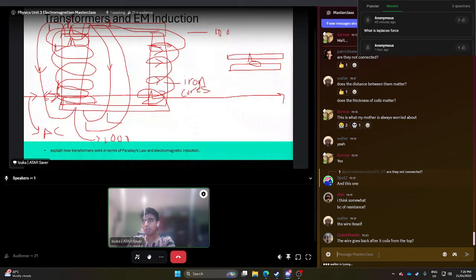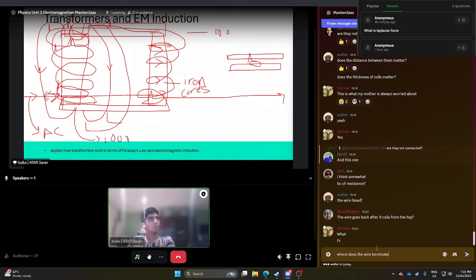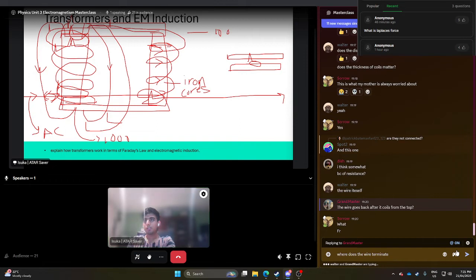I think somewhat because of resistance, the wire itself. The wire goes back after it coils from the top. Wait, what? After it coils from the top. Wait, sorry, what do you mean?